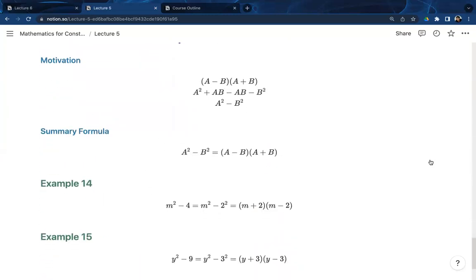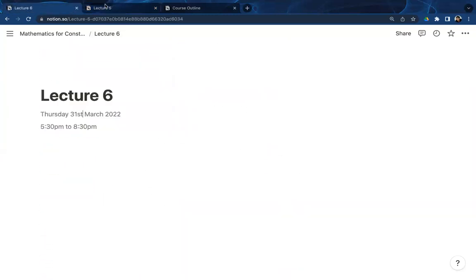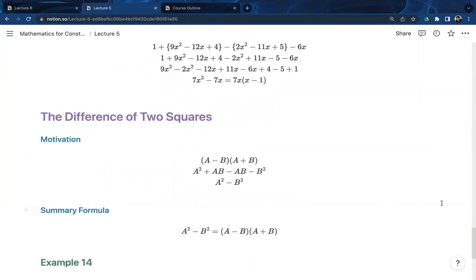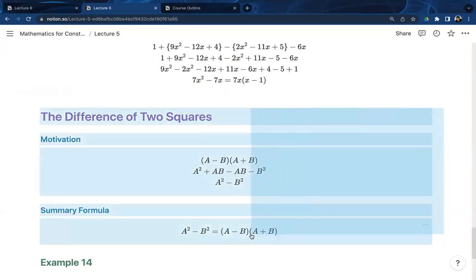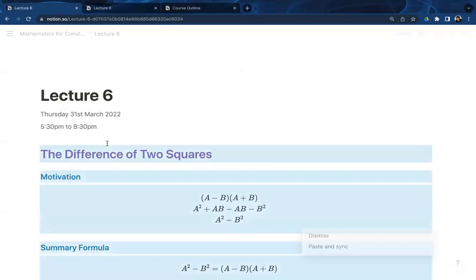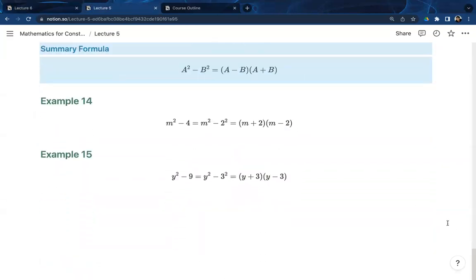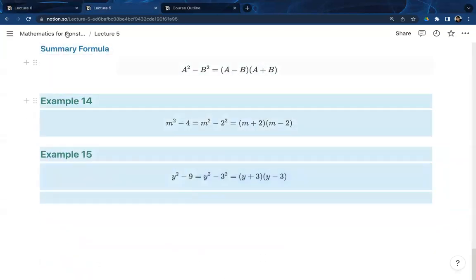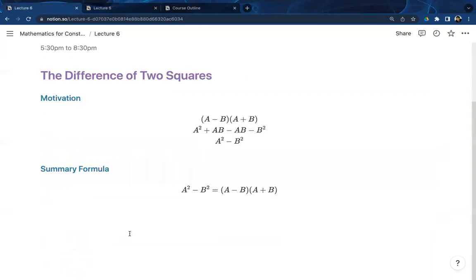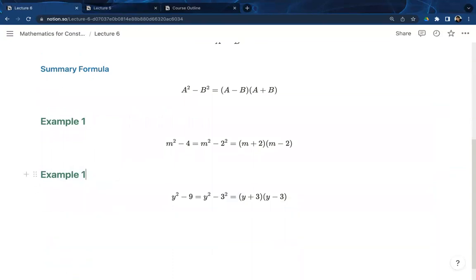Let me see here, lecture 6. I could just rephrase, like repeat this for you guys. And this could be our lecture problems here, example 1 and example 2. So it's example 1. This is example 2, okay?